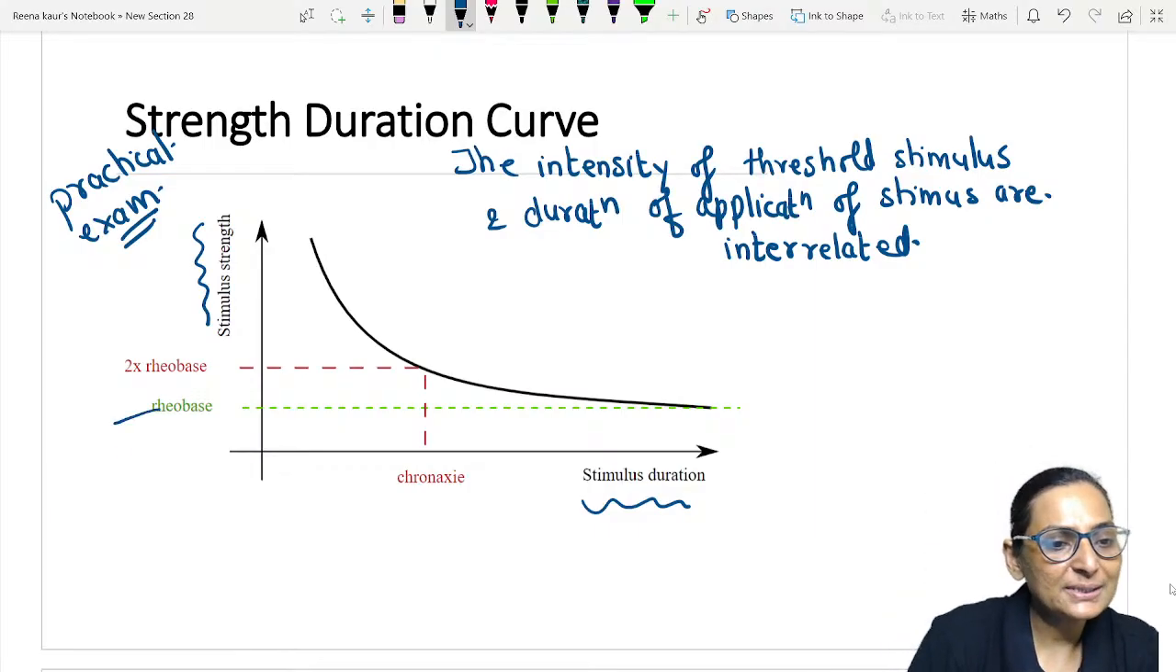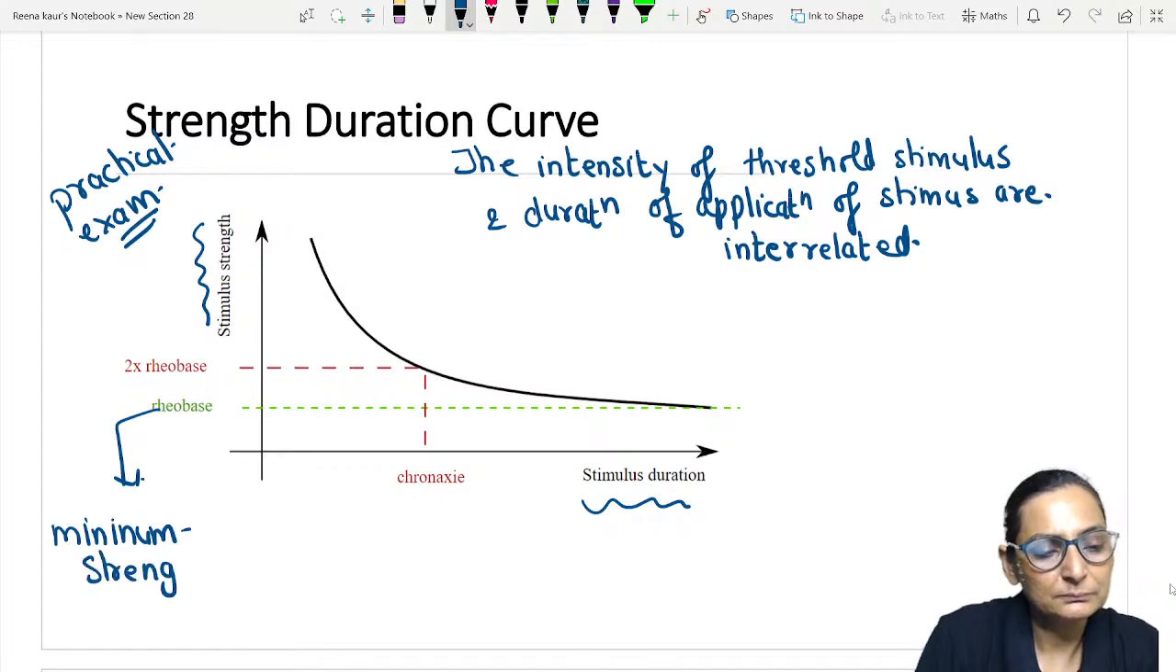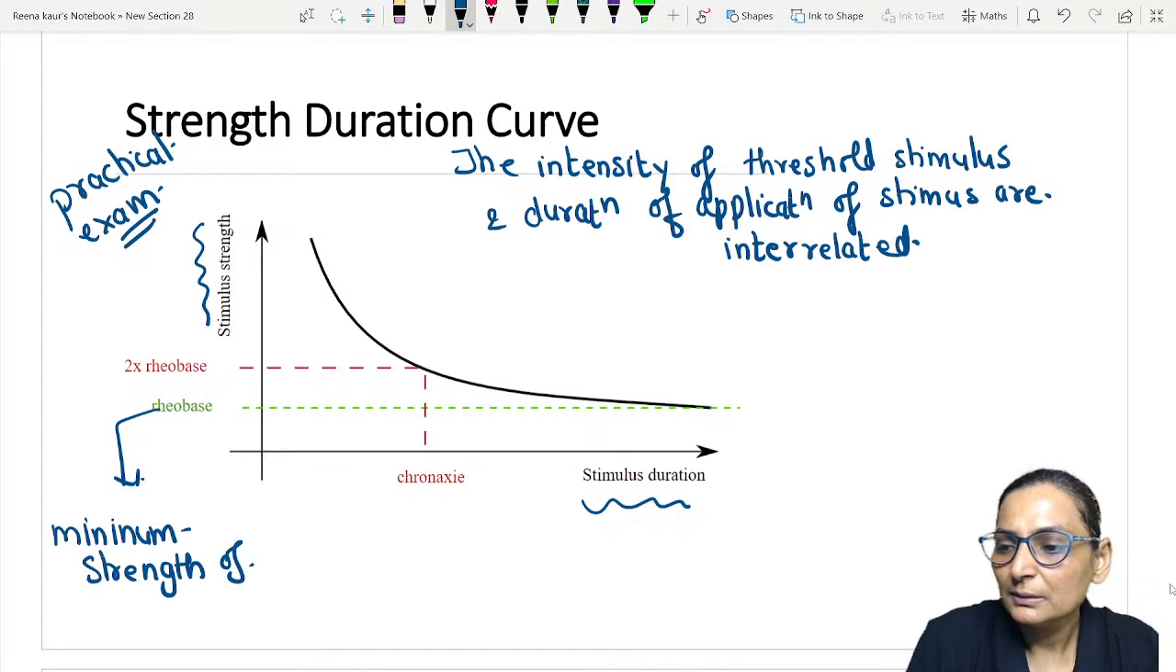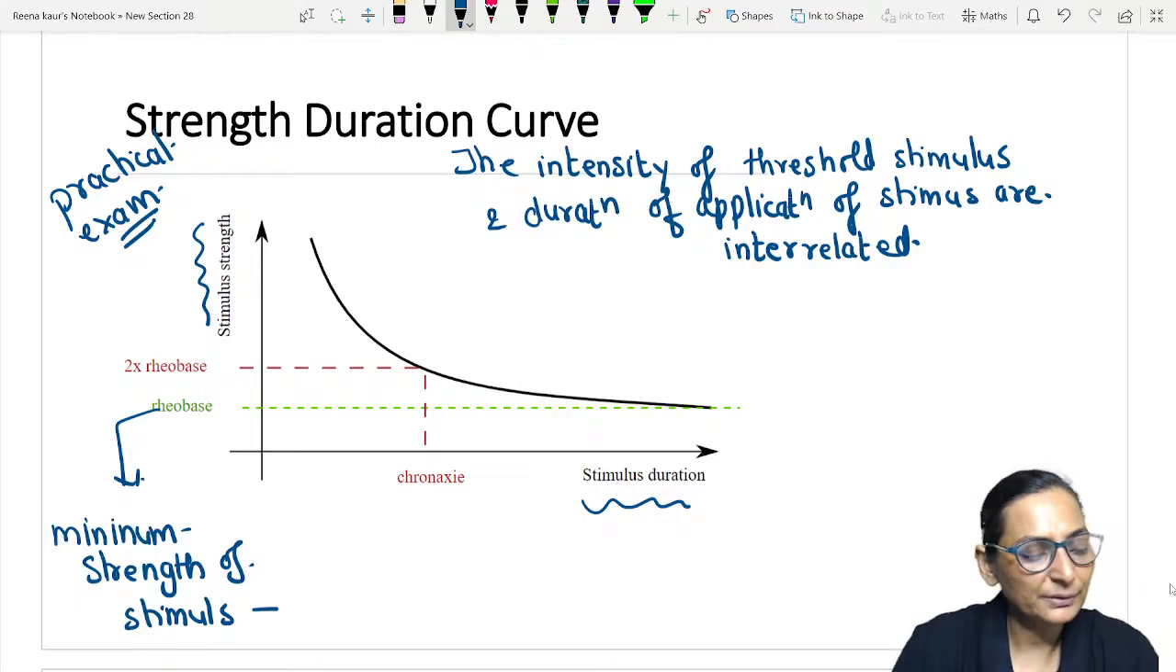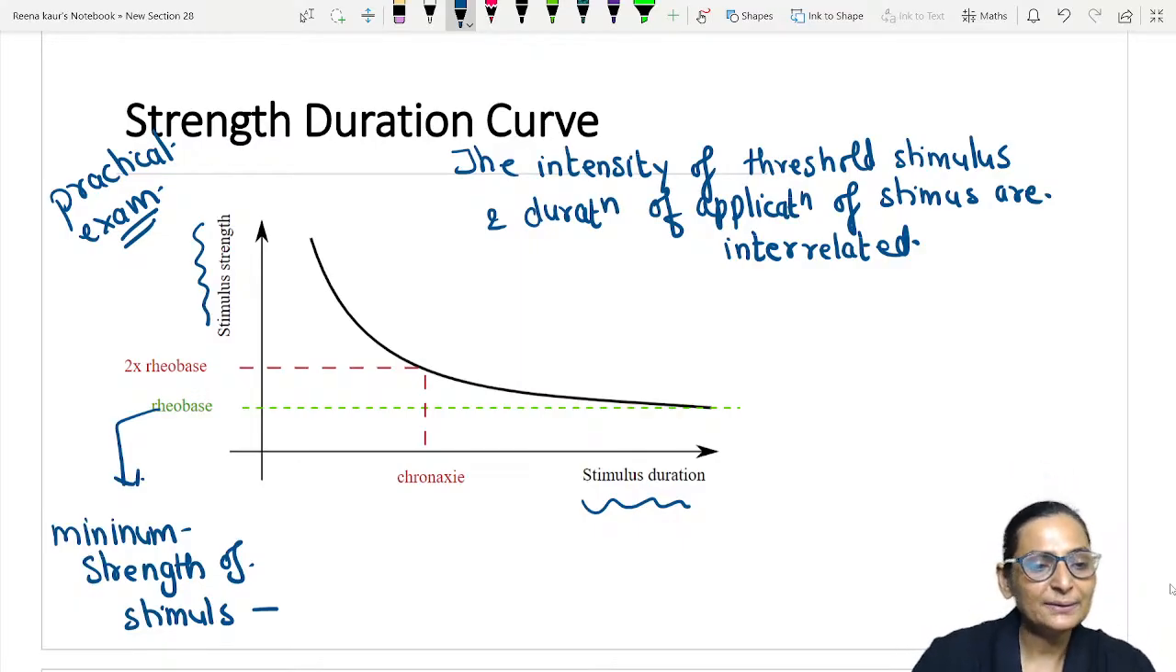Okay, so what is Rheobase? Rheobase is the minimum strength of stimulus. It is the minimum strength of stimulus that will elicit a response in the tissue. Okay, the minimum strength of stimulus essential for stimulating excitable tissue.